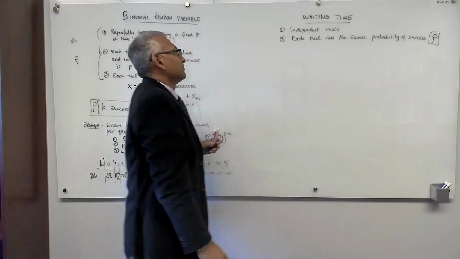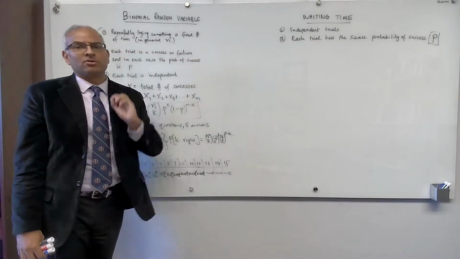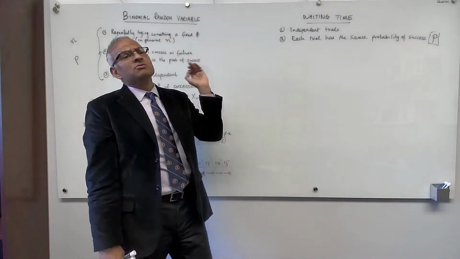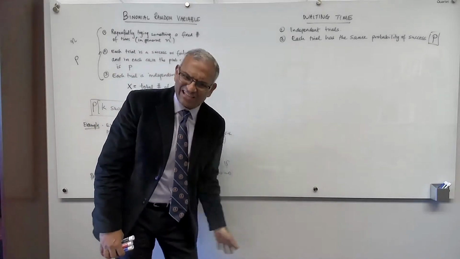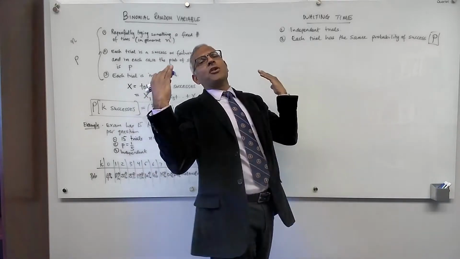Now what's the difference? Unlike the binomial random variable where you have a fixed number of trials, in the waiting time, there's no fixed number of trials. You just keep trying until you succeed. You just try, fail, try, fail, try, fail, try, succeed, done.